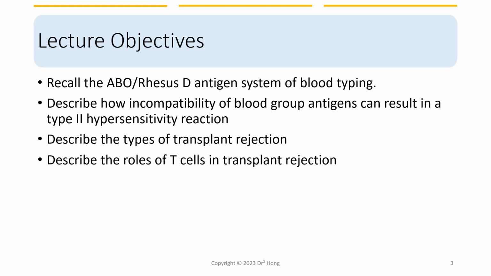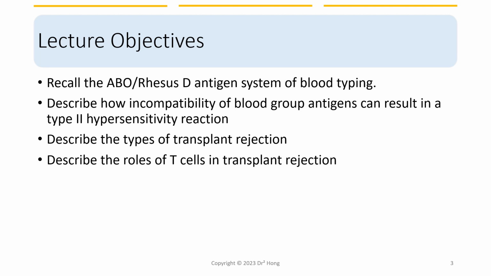Here are the lecture objectives. We will use blood transfusion as an example of tissue transplantation and discuss how an incompatibility of blood group antigens can result in a type 2 hypersensitivity reaction. We will also look at how the body rejects transplanted organs and the 3 different types of transplant rejection mechanisms. And lastly, we will wrap up with an example of how the transplanted tissue attacks the host.